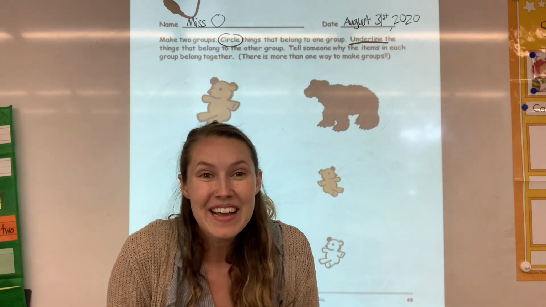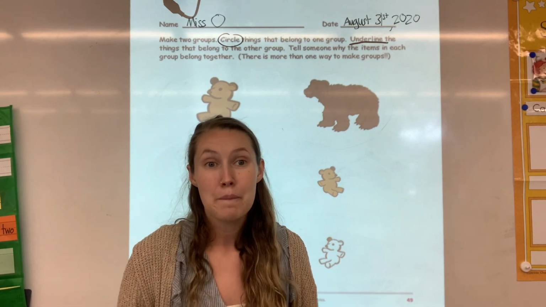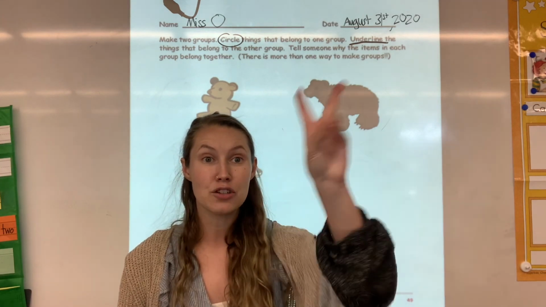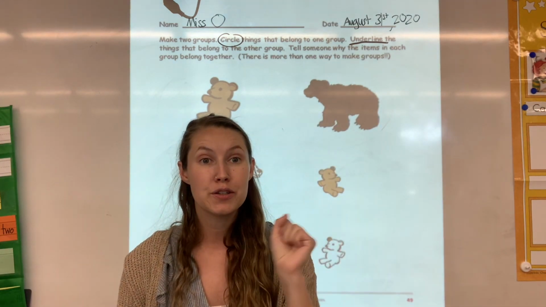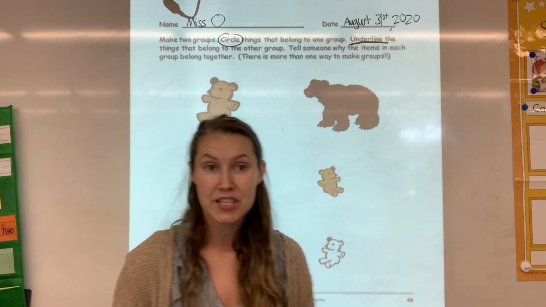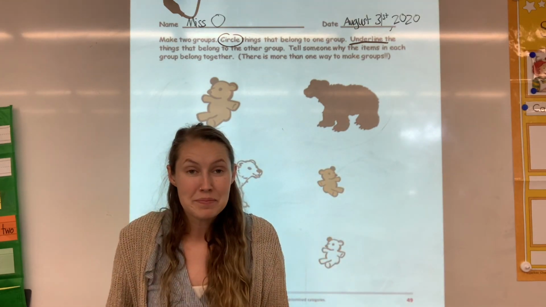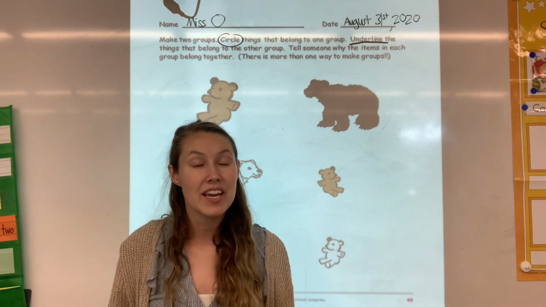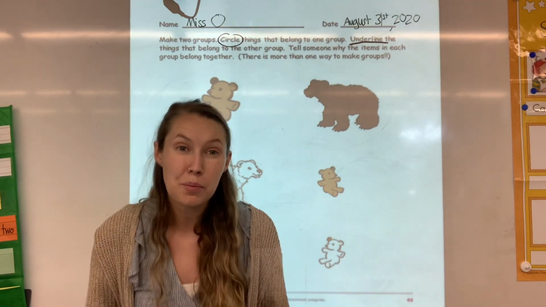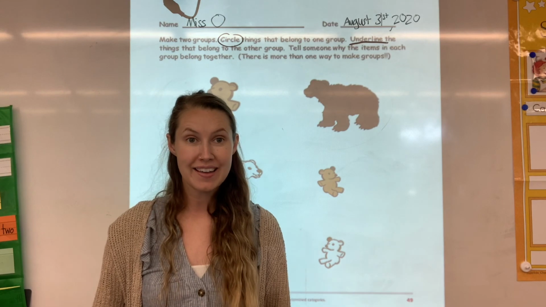There are lots of ways that you can make these groups, but what you need to remember is that you're making two different groups. You're going to circle bears in one group and underline bears in another group. And then you're going to take a video telling me why you put those bears in those groups, okay?